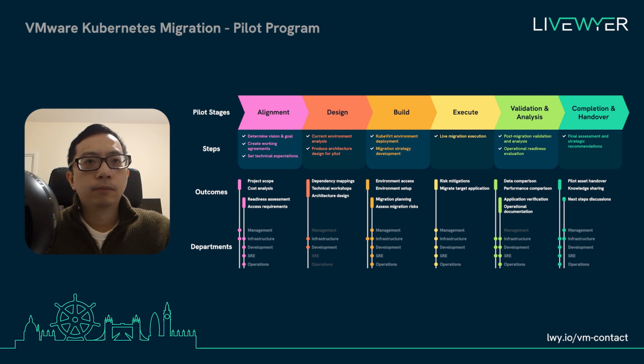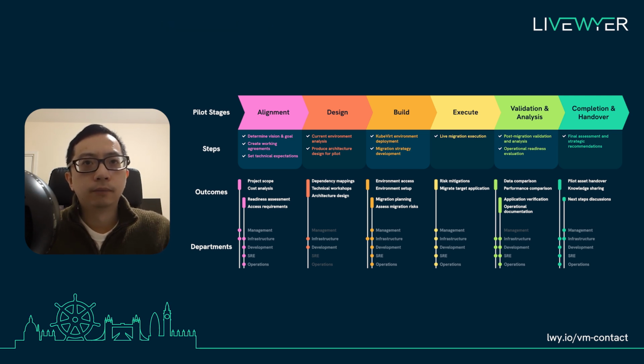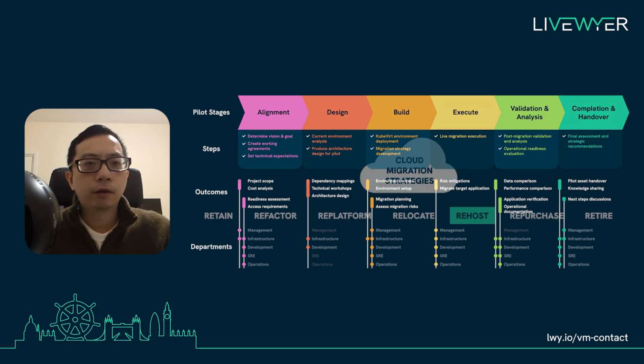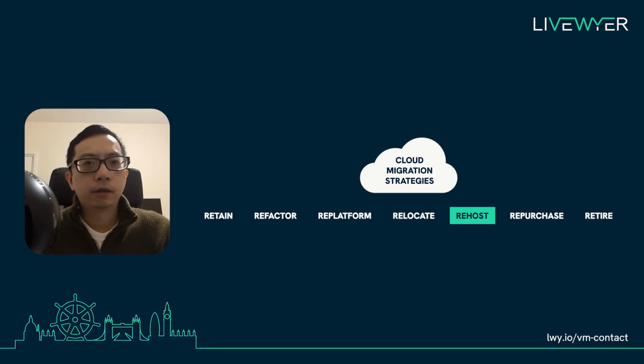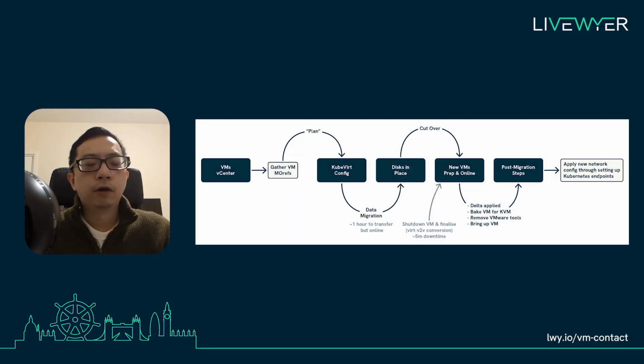Let's go over the warm migration process that we will be demonstrating. Amongst the 7 R's of cloud migration, we will be demonstrating a rehost, lift and shift strategy. We start off with our VMs on vCenter. Then, we need to gather the MoRefs for our VMs and their associated data store and network. We then pass these references to our migration tool so we can find them, and we also tell our tool what the Kubernetes equivalent is for each resource.